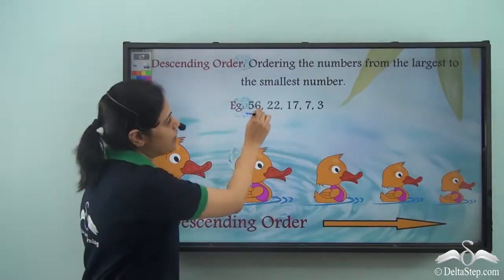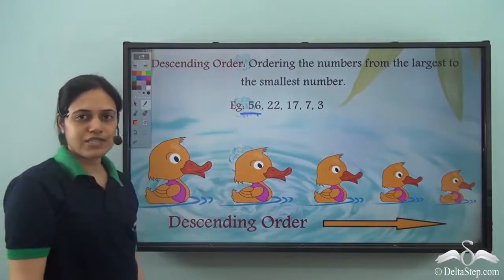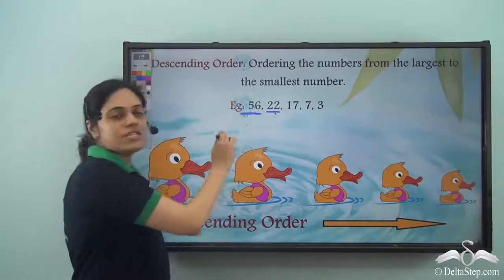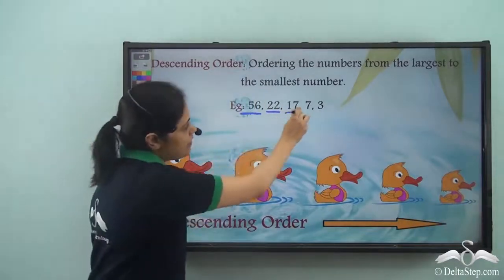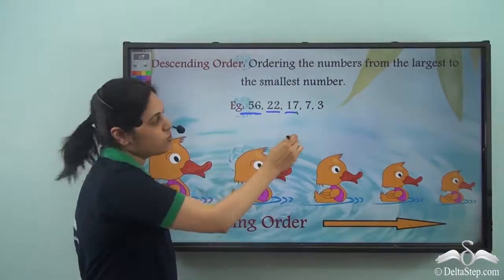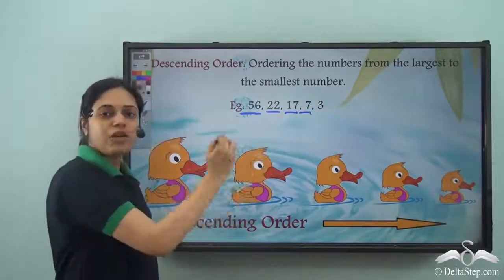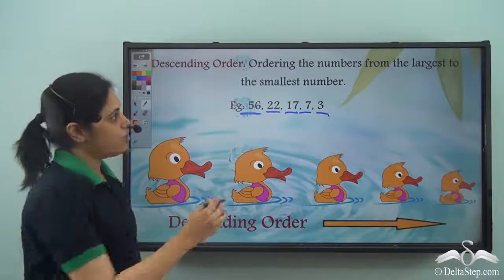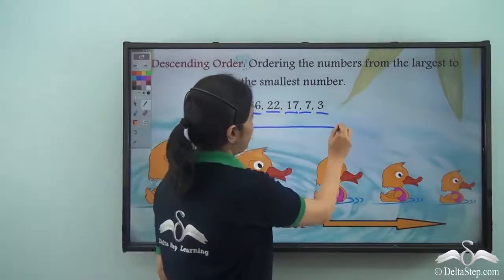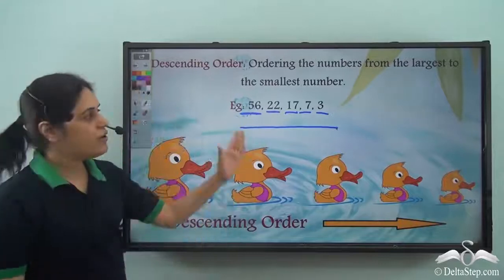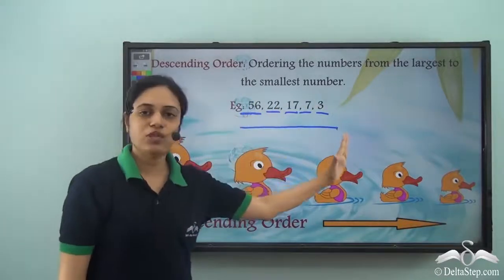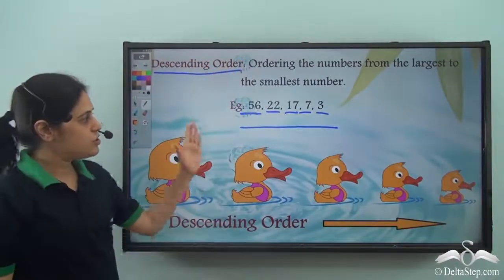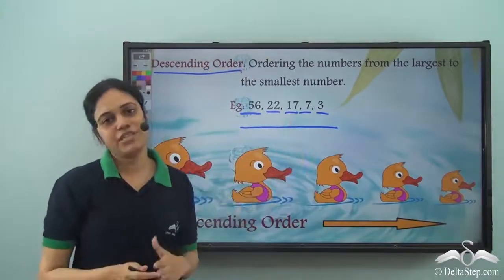So first you have the largest number, which is 56 in this case, then 22, which is smaller than 56, 17, which is smaller than 22, 7, which is smaller than 17, and 3, which is smaller than 7. So the numbers are arranged or ordered from the largest to the smallest. And this is called descending order. So these numbers are arranged in descending order.